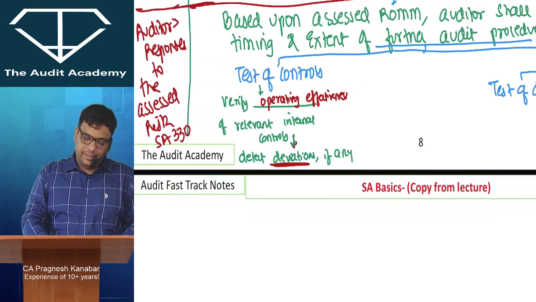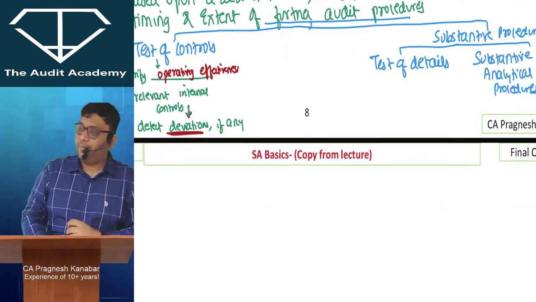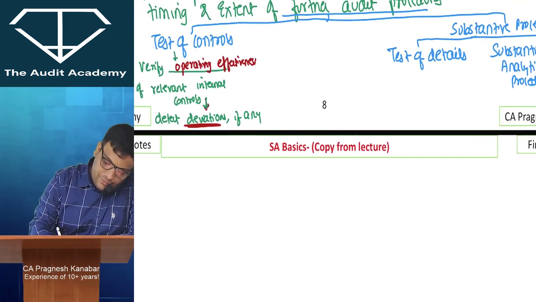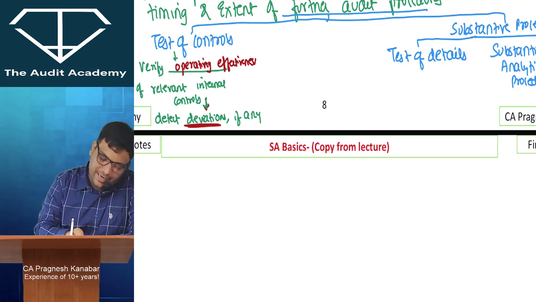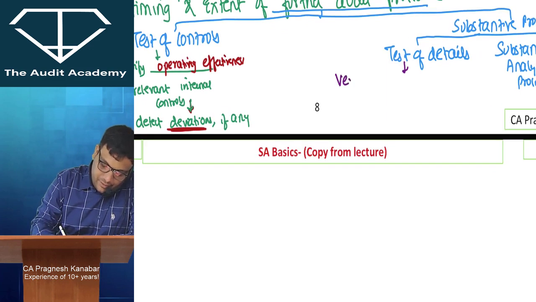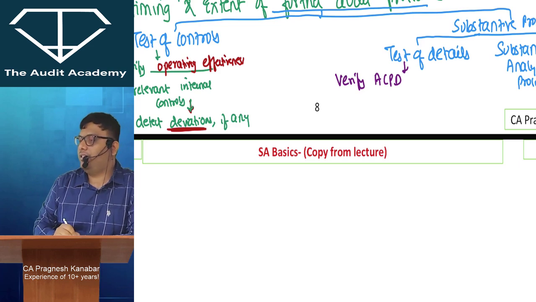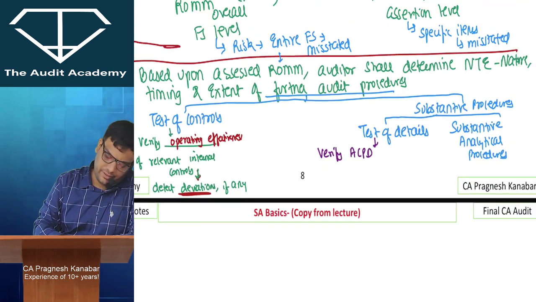We need to detect deviations, if any. All right. When I say test of details, when you're verifying the amount, the invoice date, all the assertions, that means you are trying to verify ACPD: amount, classification, presentation, disclosure. Always use these 4 words in test of details.